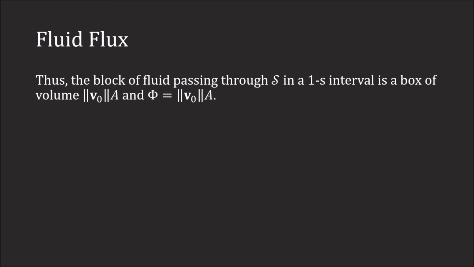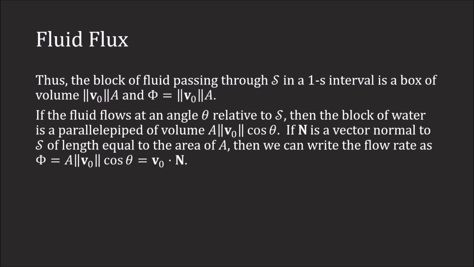If the fluid flows at an angle theta relative to S, then the block of water is a parallelepiped of volume A times norm of V naught times cosine theta. If n is a vector normal to S of length equal to the area A, then we can write the flow rate as V naught dotted with n.